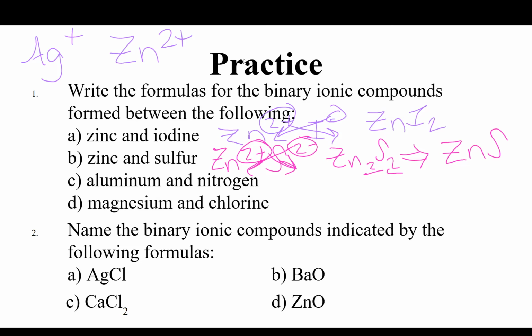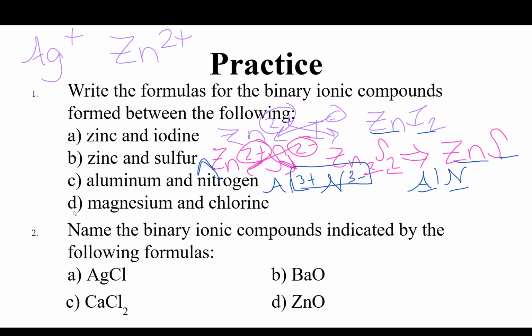Let's look here. We have aluminum, which is in group 13, so it's 3 plus, and nitrogen, which is in group 15, so it has 5, which means it would gain 3 electrons. This is balanced. These cancel each other out. It's just like zinc and sulfur. So this is AlN. And if we wanted to name it, this would be aluminum nitride. This would be zinc sulfide. And this one would be zinc iodide.